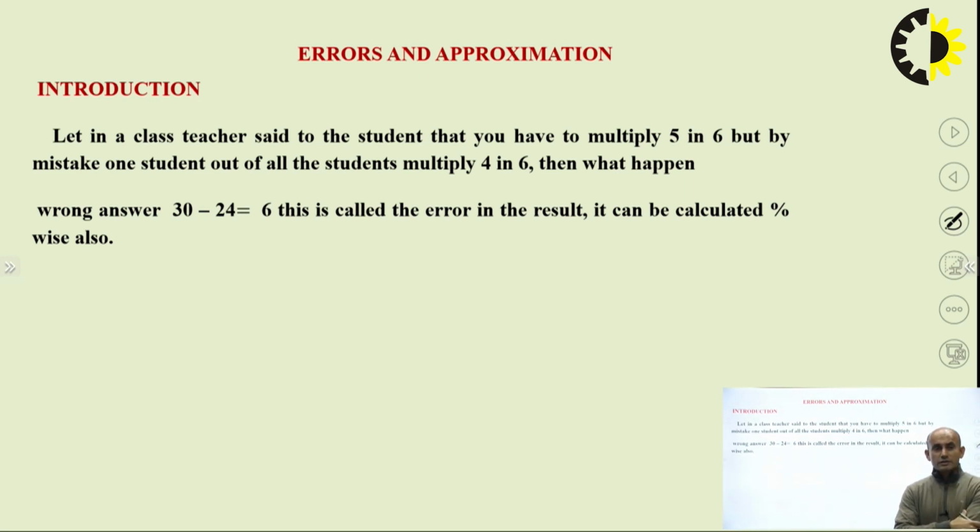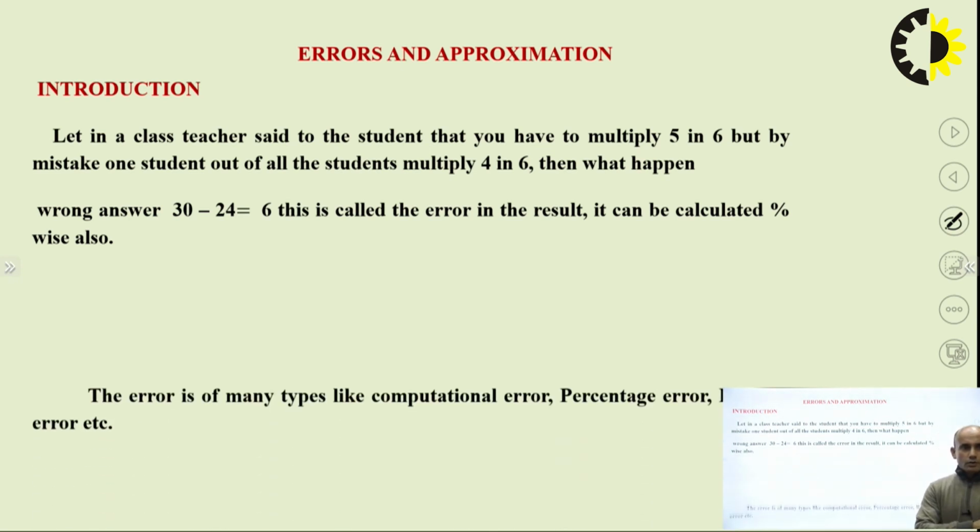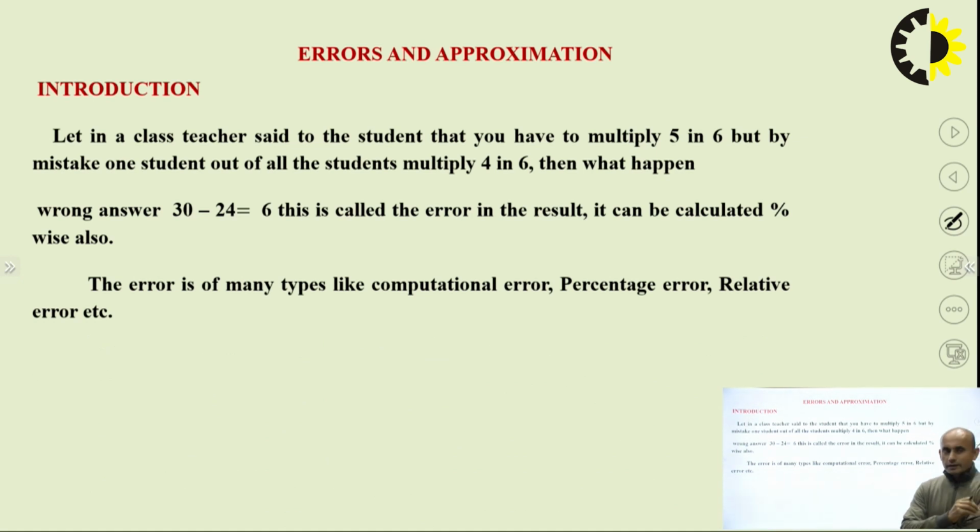What is the difference between these two answers? 30 minus 24, and that is 6. So this is actually part of error, and error may be of any type: computational error, percentage error, relative error, etc. So this is actually the approximate error he has made.